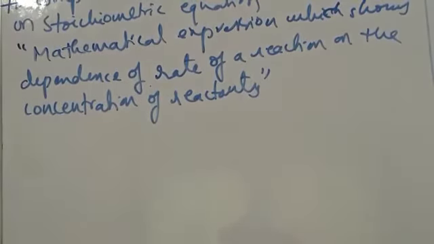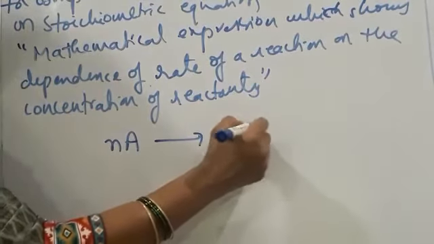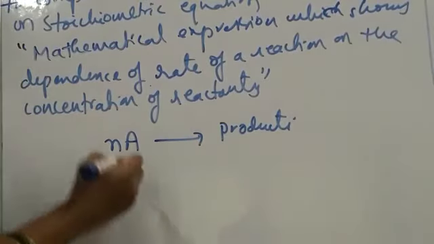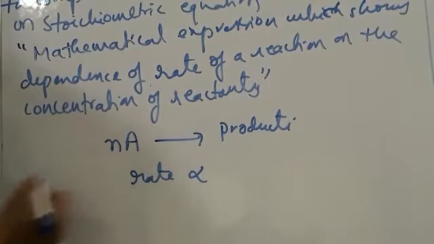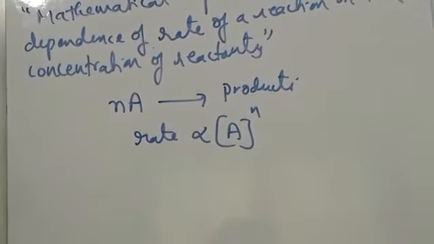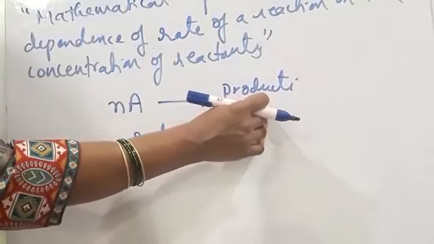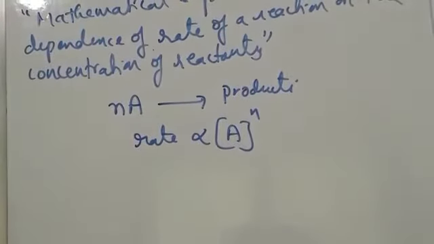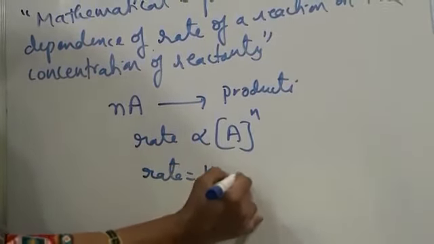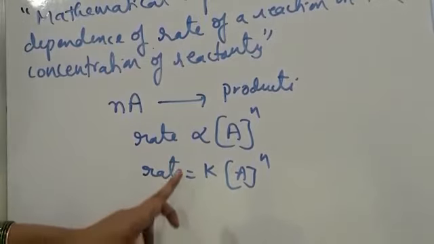For example, if we consider nA gives products, and the rate for this reaction. You know that the rate of a reaction is directly proportional to the concentration of the reactants to the power n. n is the stoichiometric coefficient, and this also indicates the order of the reaction. We can write this as rate is equal to k into [A] to the power n. So this is called rate law or rate equation.